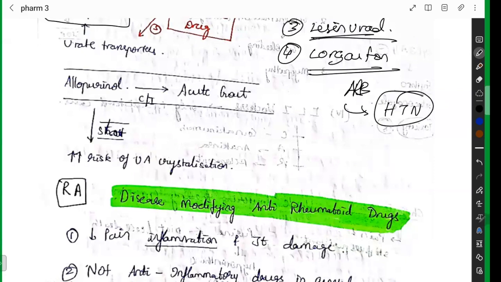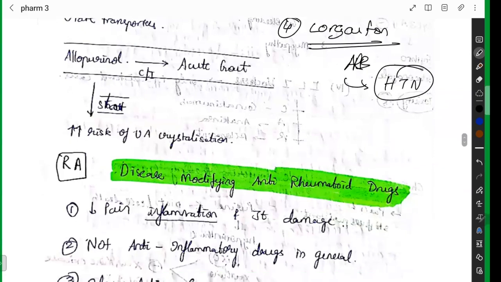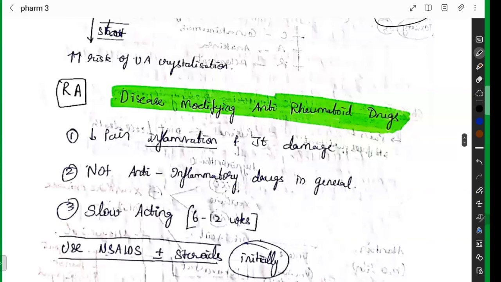Now the last topic is going to be disease modifying anti-rheumatoid drugs. What is a disease modifying anti-rheumatoid drug? You have something called rheumatoid arthritis. It is an autoimmune disease. In this autoimmune disease, there is a factor called rheumatoid factor, and that is the one that leads to activation of inflammation.